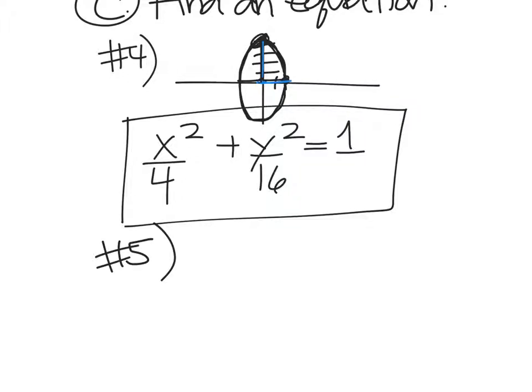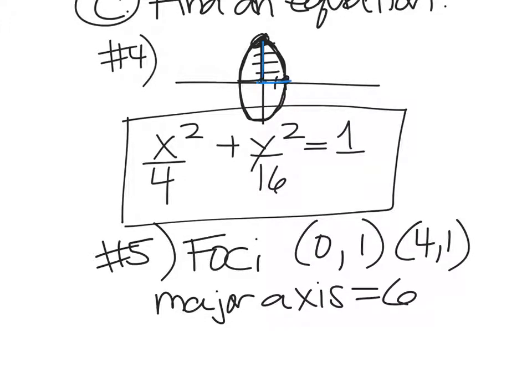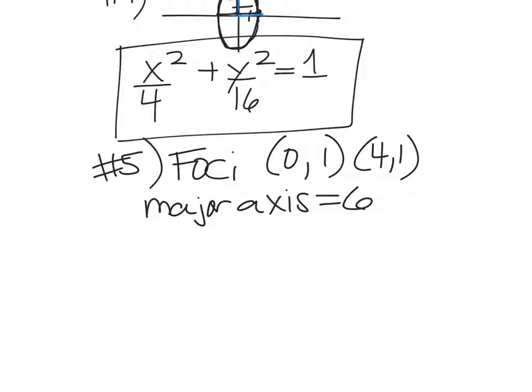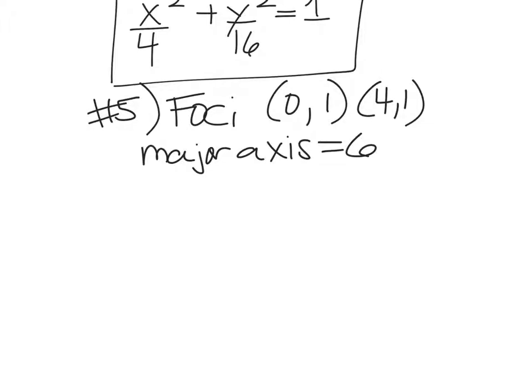Here we go. They tell us that the foci are located at (0, 1) and (4, 1), and that the major axis length is 6. And we have to, just from that, find an equation of an ellipse, okay? All right, now, my suggestion to you, whether you take it or not, you should, is to draw a picture of this, okay? It'll really help. When you see things visually, it really helps you with these.